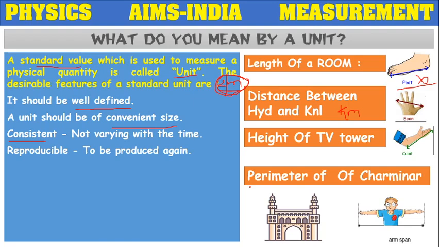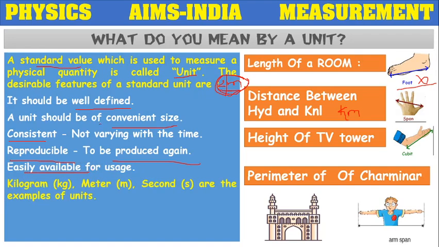So this arm span is not reliable, or not reproducible. We should make use of units that are reproducible, to be produced again and used again at any place, in any circumstances. It should be easily available for usage. So while defining a unit, we have to keep all these things in mind, and it has to follow all these features.